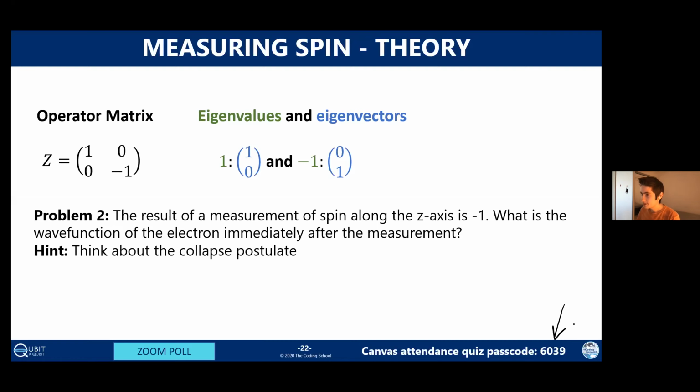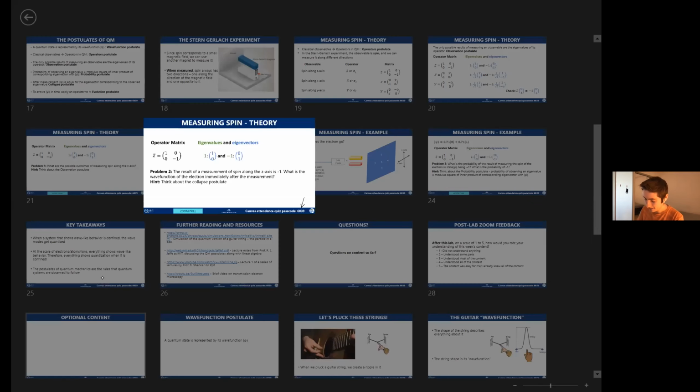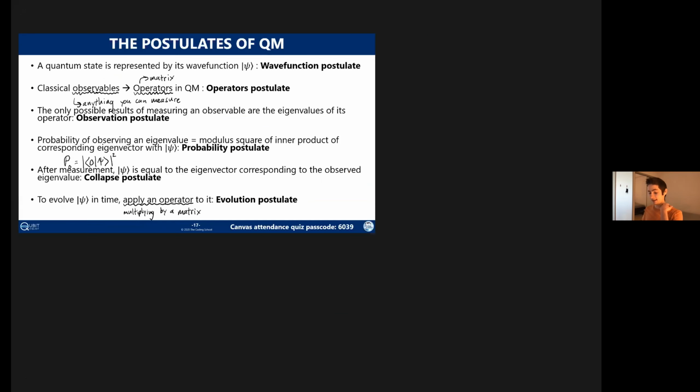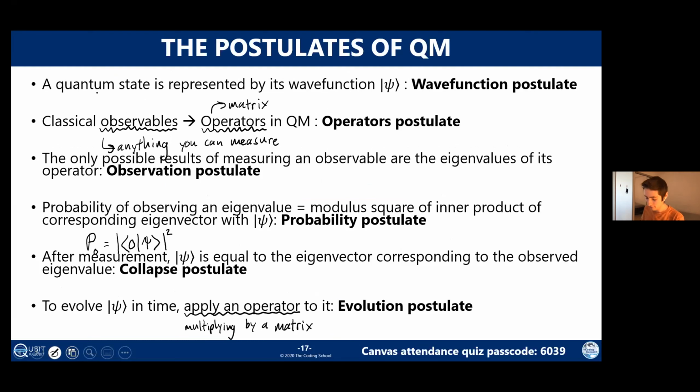Okay, so looks like 50% of people have answered. I'll go ahead and solve this myself. Now, I'm going to cheat a little bit. I don't know if it's considered cheating, but I'm going to take my own advice and go back to this first slide and look at the collapse postulate, just to remember what that is.